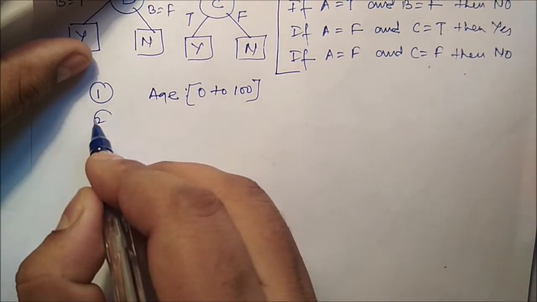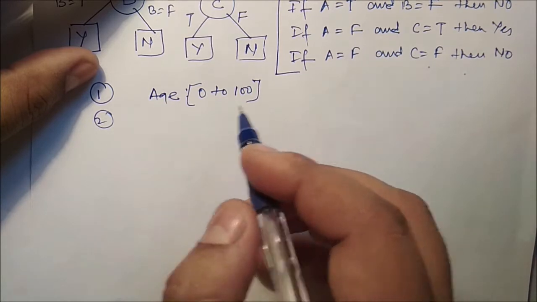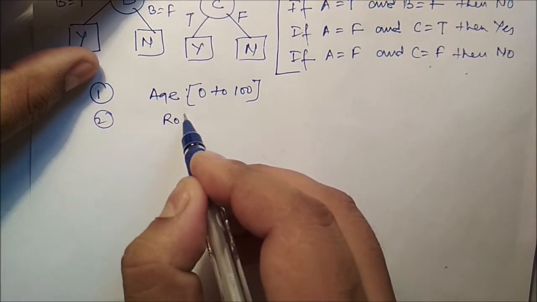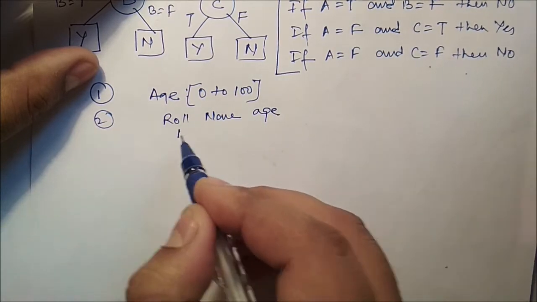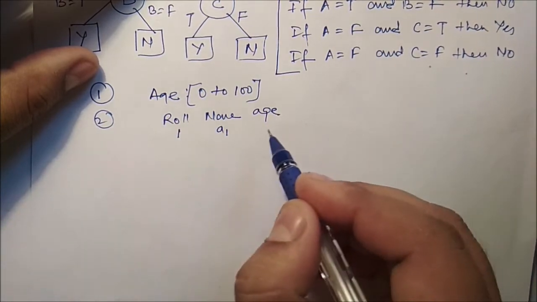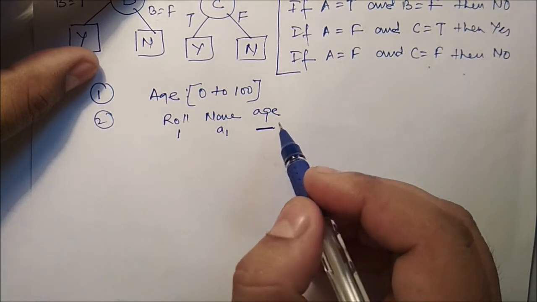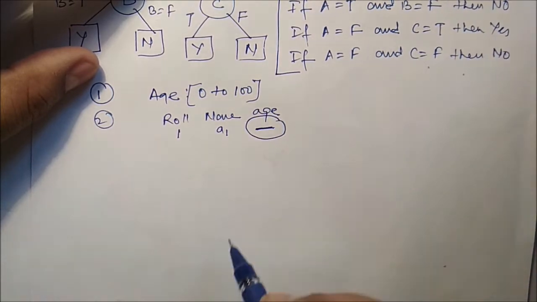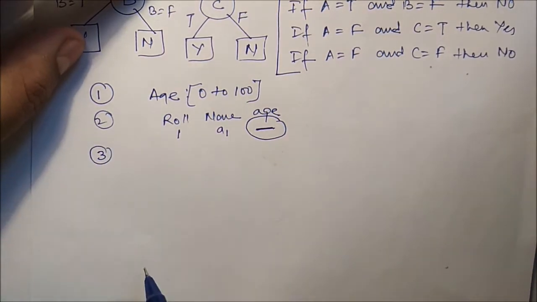Second problem is what? Handling missing data is difficult. Now missing data already you know. Suppose a roll number, name, age is there. Say roll number is there, name is there, but the age is missing. Age is not there. So how to construct the tree using this? So we cannot construct.